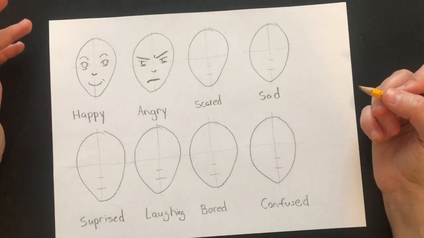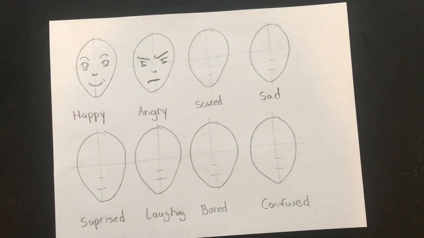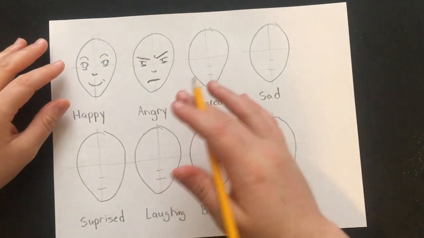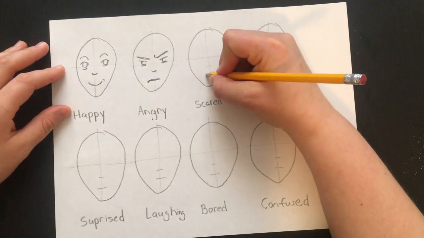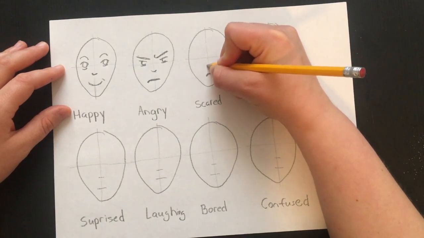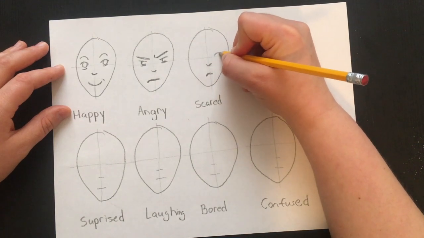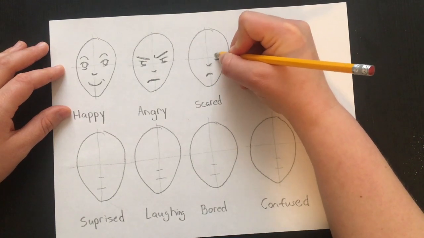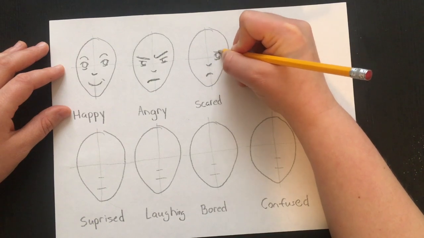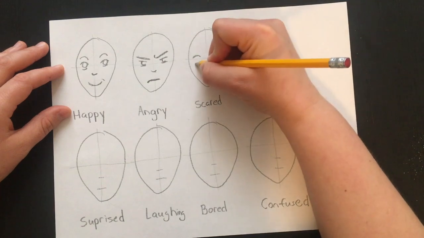Now for scared, your eyes should be wide, but have your eyebrows downturned. That's a little tricky to explain, but don't worry, I'm going to put that in there. So you need a very small and sad mouth. So small and downturned. And you need to do wide eyes. But downturned eyebrows.